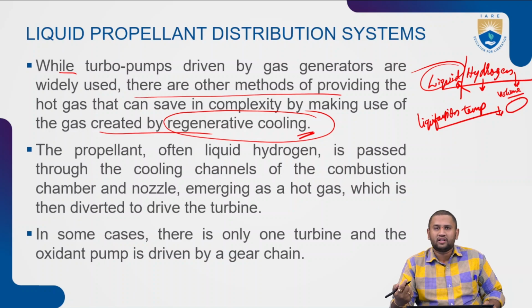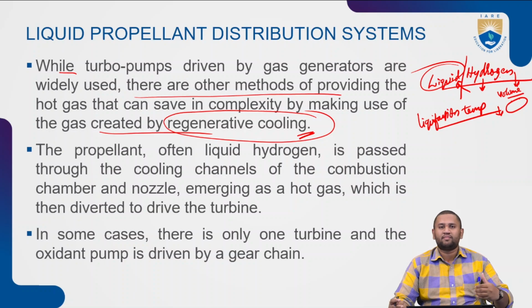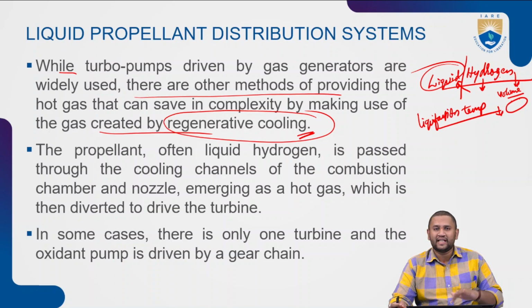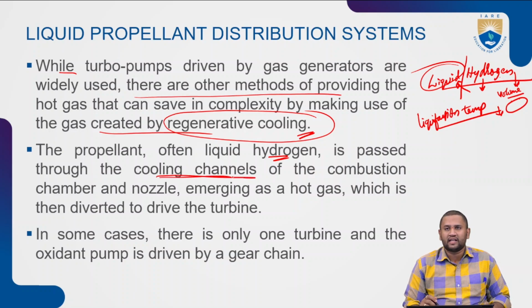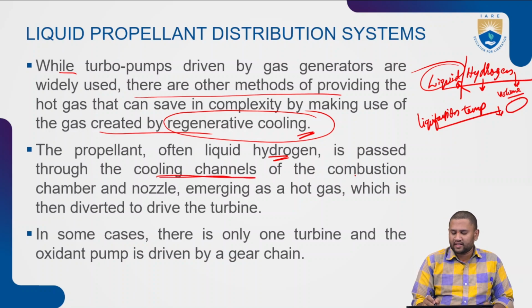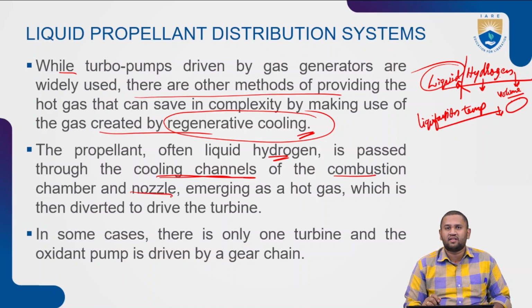Now, coming to regenerative cooling. When we are storing the hydrogen in a liquid state, its temperature is too low, right? And in order to combust, in order to maintain its combustibility, we are supposed to reheat it. So in order to reheat it, we will channel the liquid hydrogen through a set of cooling channels that are arranged in such a way that they pass from the combustion chamber towards the nozzle, as well as the nozzle.